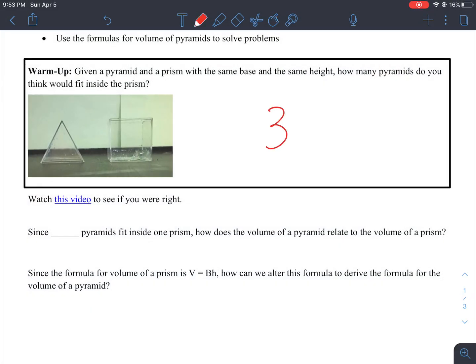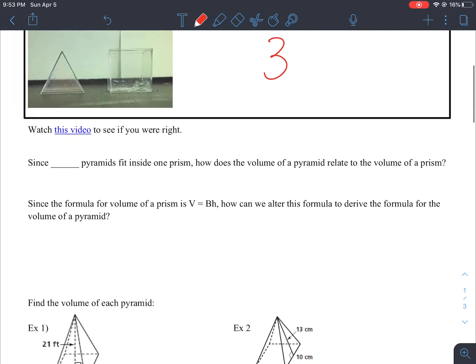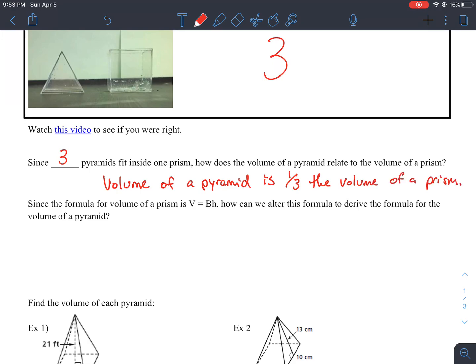So if your guess was 3, great. If it wasn't, no big deal. But since 3 pyramids fit inside of 1 prism, I want to know, how does the volume of a pyramid relate to the volume of a prism? Well, obviously, if it takes 3 pyramids, that means the volume of a pyramid is 1/3 the volume of a prism. If it takes 3 pyramids to equal 1 prism, then the volume of the pyramid is 1/3.